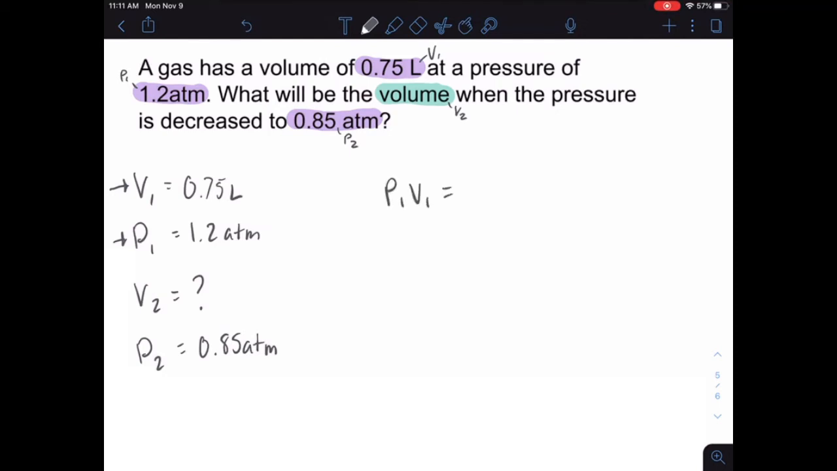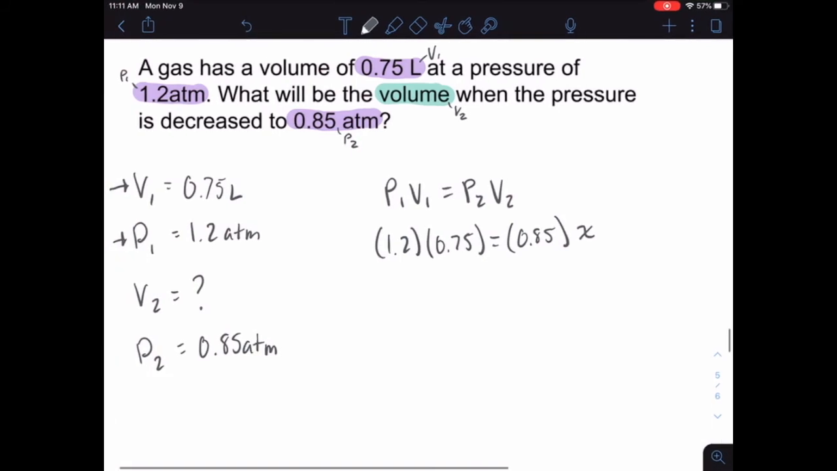P1 V1 equals P2 V2. So I'm just going to substitute in all my numbers. So I have 1.2 times 0.75 is equal to 0.85 times our V2 we don't know, so that's just going to be X. So I need to multiply these two numbers over here to make this a little bit simpler. So 1.2 times 0.75 gives me 0.9, and that's equal to 0.85 times X.